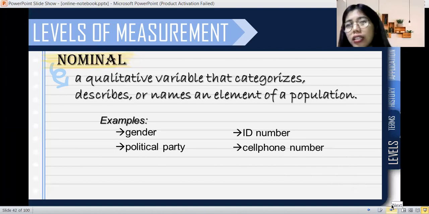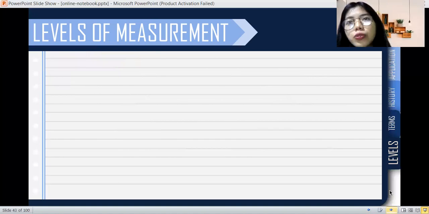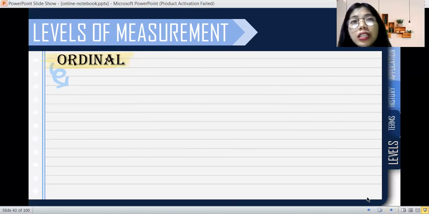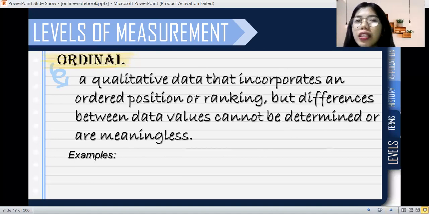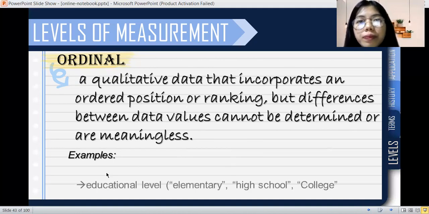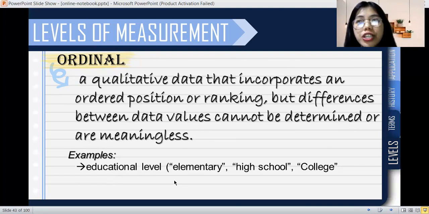Okay. And the next one, we have the ordinal. Ordinal is a qualitative data that incorporates an ordered position or ranking. But differences between data cannot be determined and are meaningless. So yung clue naman natin dito sa ordinal is meron siyang order or ranking. For example, yung educational level natin.